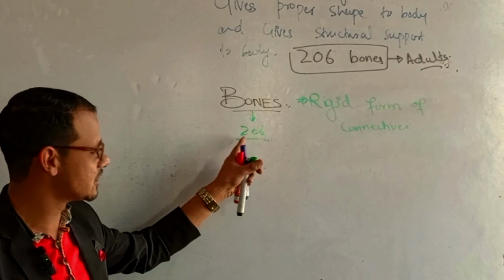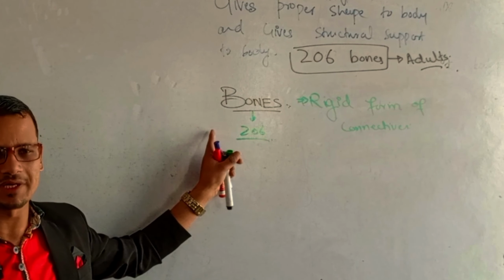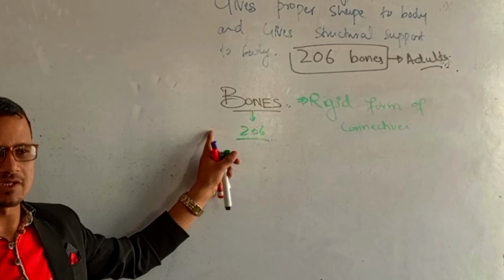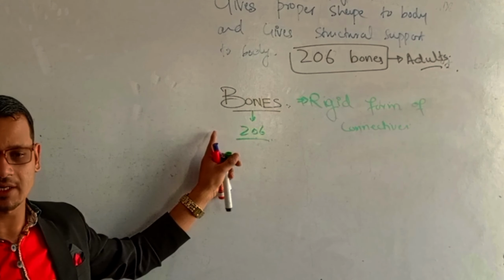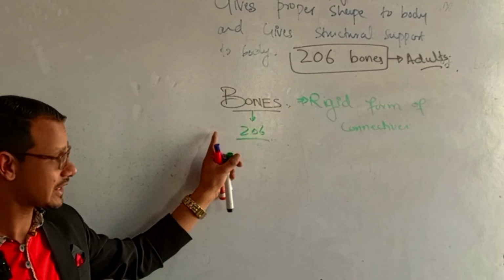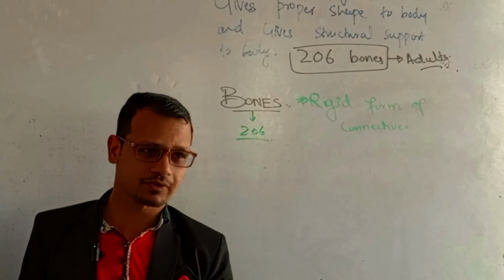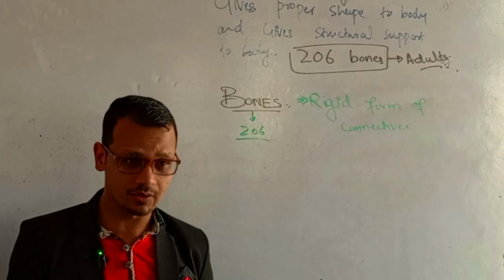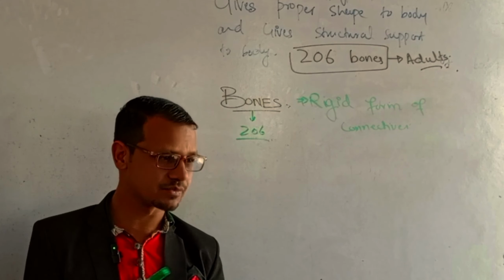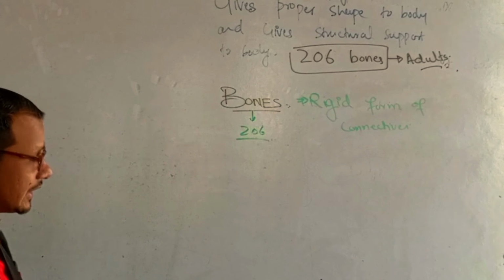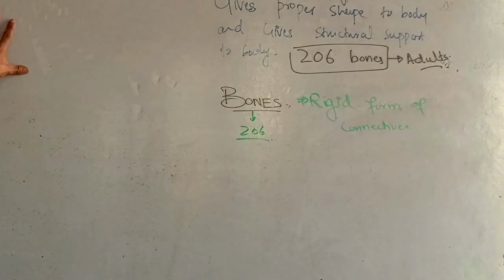We classify these bones on different bases. On the basis of large structure, there are axial bones and appendicular bones, that is, the axial skeleton and appendicular skeleton. On the basis of shape, there are irregular bones and regular bones. On the basis of size, we have long bones, short bones, sesamoid bones, etc. So first of all, we will classify the bones in the body.